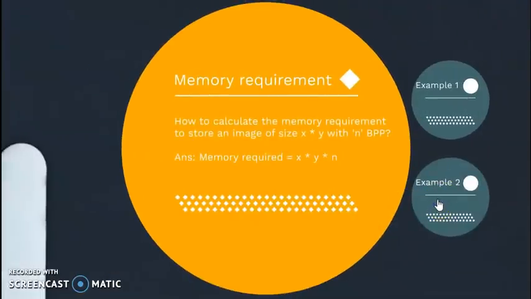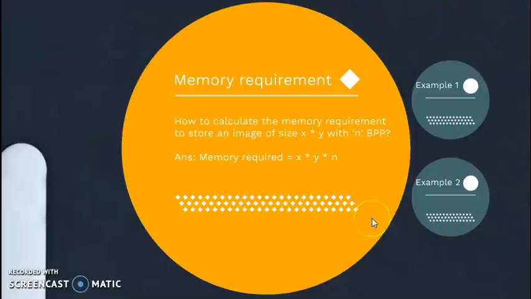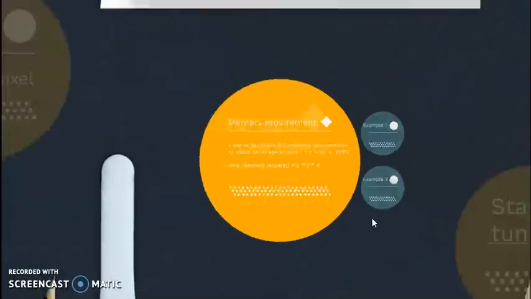Second example. The second example on similar lines is for calculating memory requirement, wherein the resolution given to you is 400 cross 300 and a color depth of 16. Color depth means BPP. So width into height into color depth will give you the final answer. Converting it into kilobytes: divide by 8 to get it into bytes, divide by 1K to get it into kilobytes. So that's how we calculate the memory requirement for an image, given the resolution and the bits per pixel.